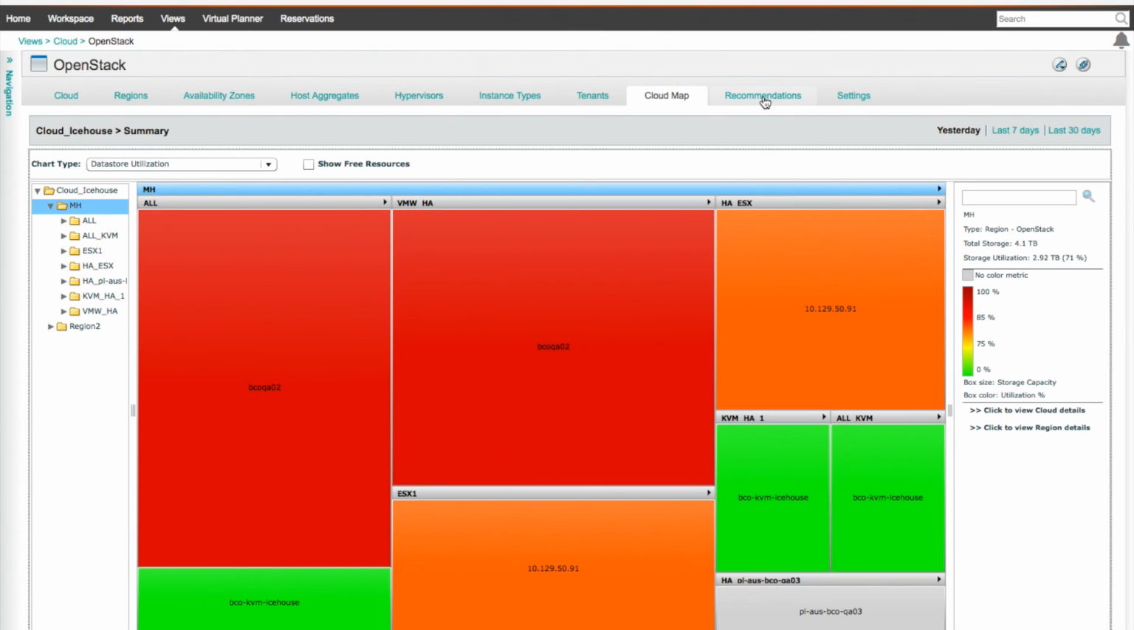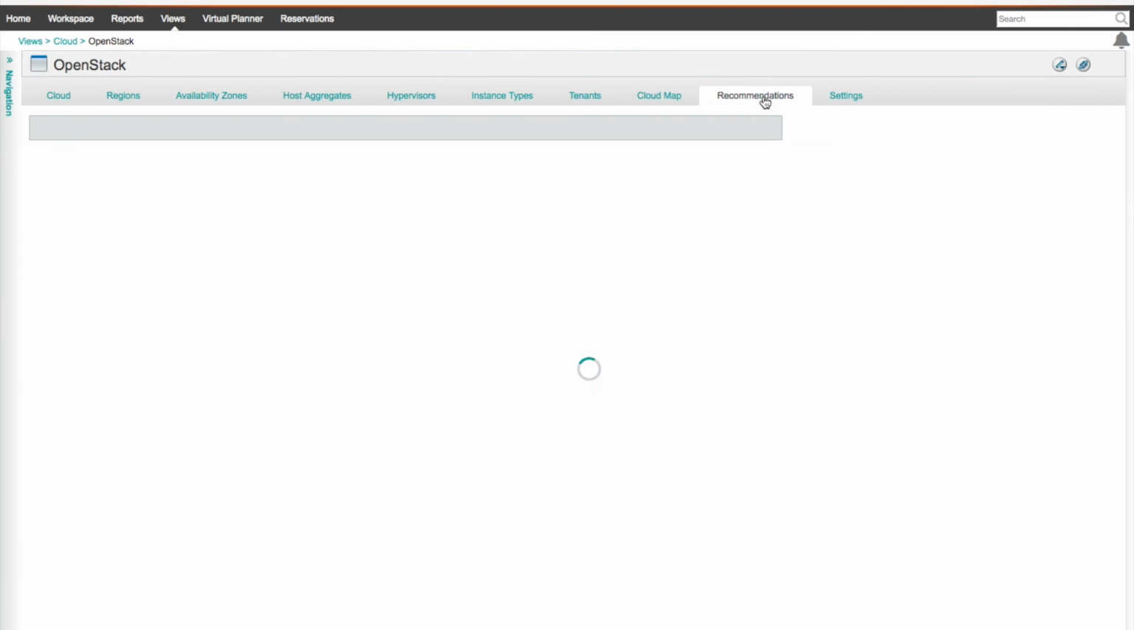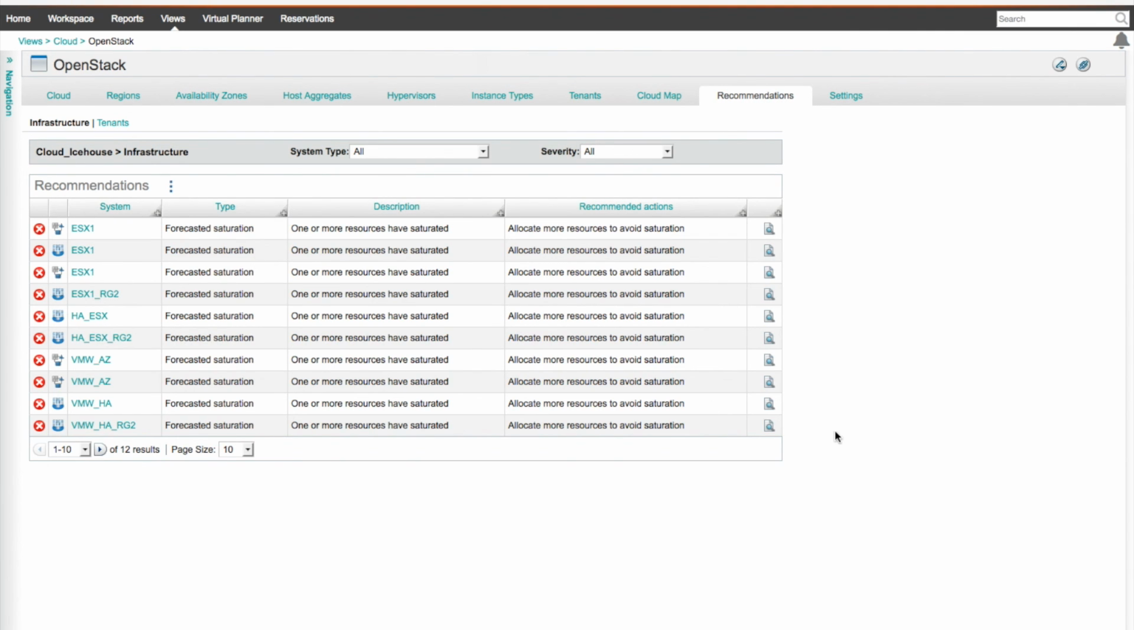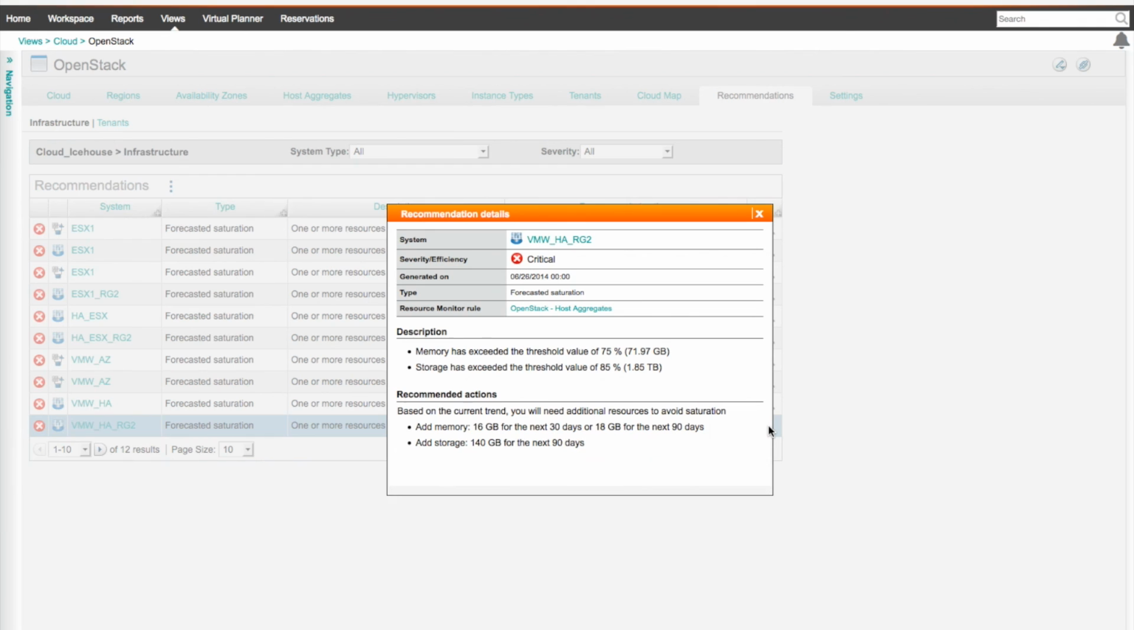From here, you could also move to recommendations to get a better sense of what might be the best action to take. As you can see, the tool recommends different approaches to potential risk that you may be facing. And specifically, there are recommendations in terms of adding additional memory and storage for some host aggregate.